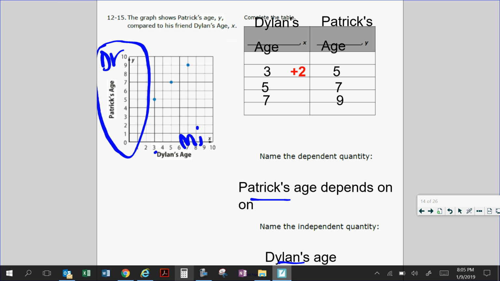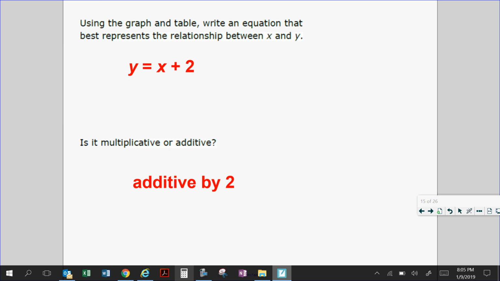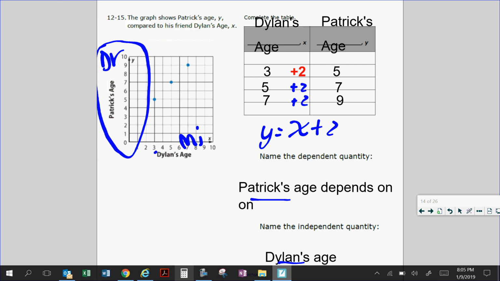So now what relationship do you see here? Is it multiplying or adding? How do you build a 3 to a 5? Plus 2. How do you build 5 to a 7? Plus 2. A 7 to a 9? Plus 2. So the relationship, and what are these numbers about? Dylan's age. What letter do you see here? Variable x. X plus 2. So y equals x plus 2. And then the relationship is adding.